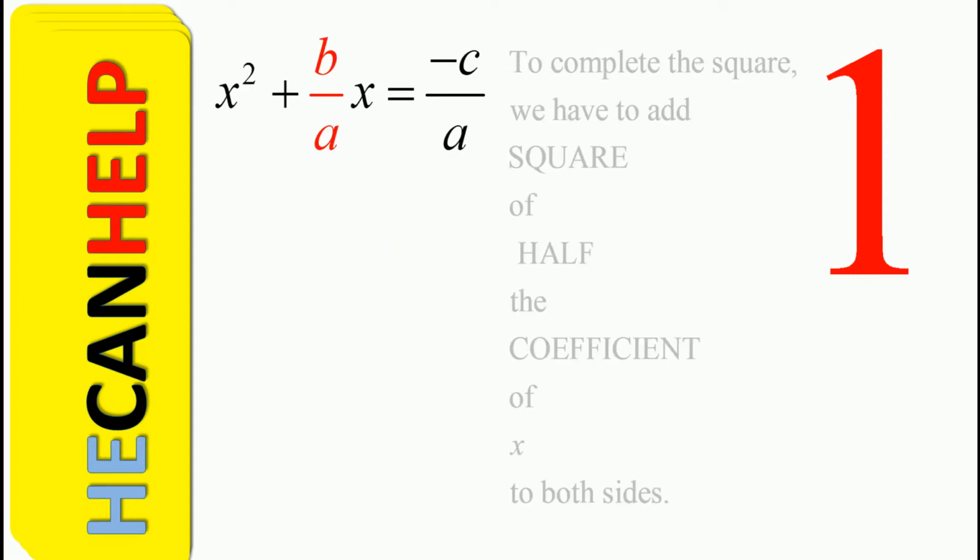And if you are told that x squared plus b over a, x equals negative c over a, how do we complete the square on the left? So we take the coefficient of x, take half of that, square it, and add it to both sides. So to complete the square, we have to add square of half the coefficient of x to both sides.